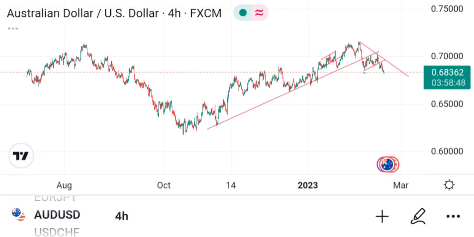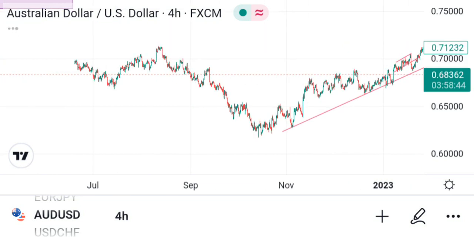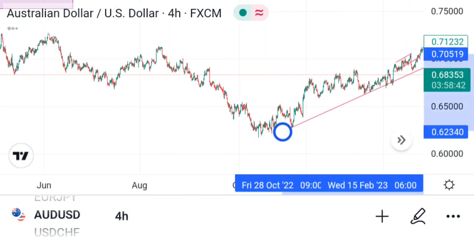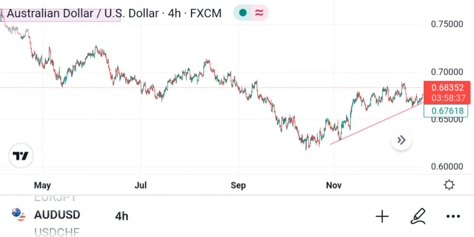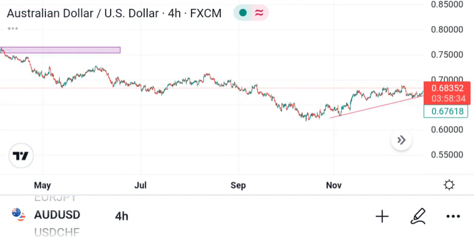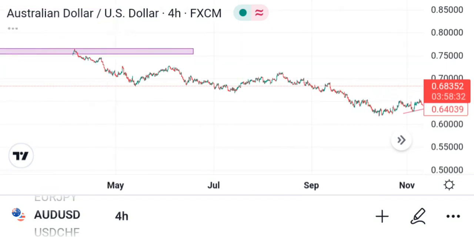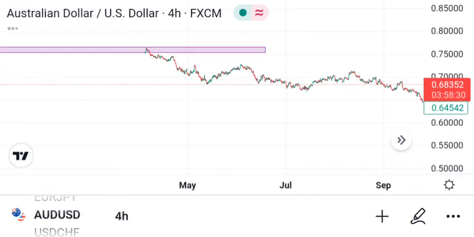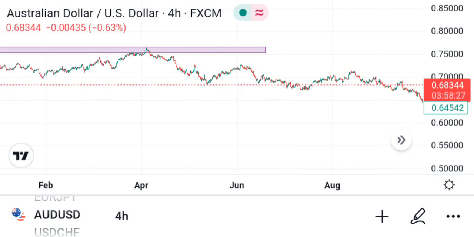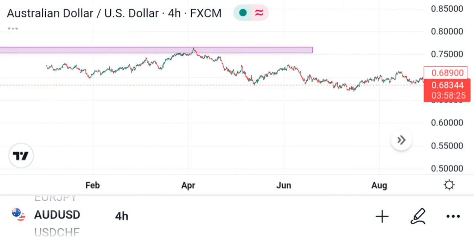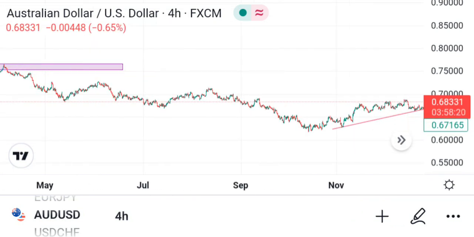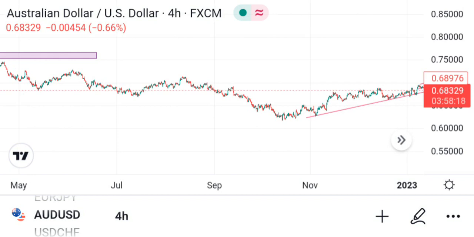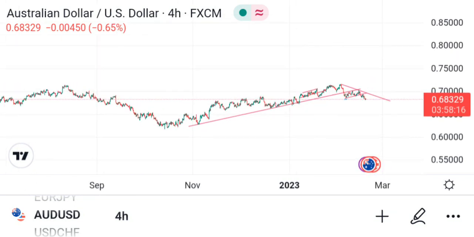Now if we move back, we can see the resistance zone. Let's see if we can see it in the 4 hours. Okay, this is the resistance zone that we saw in the daily time frame. Now we are seeing the same resistance zone in the 4 hours. What this simply means is that this market is in alignment between the daily time frame and the 4 hours. Now let's move down to 30 minutes.